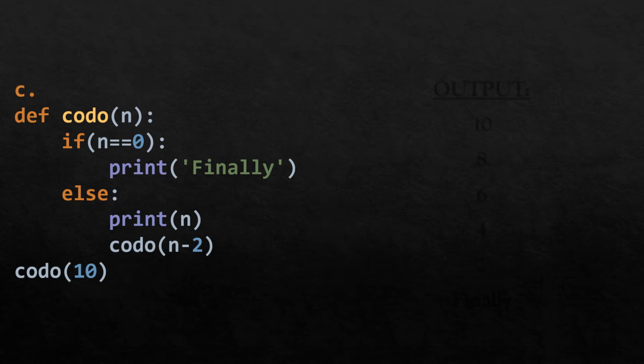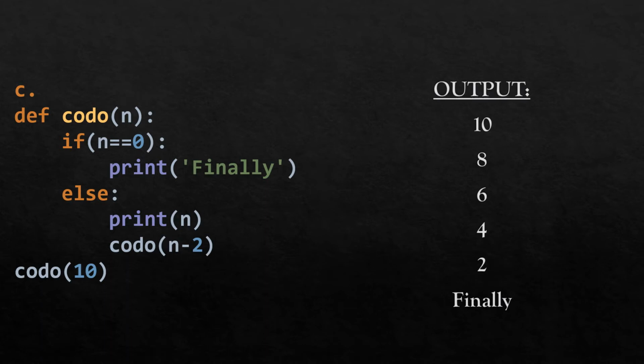Now again we'll consider the same code. Here, the recursive call is like this: codo of n minus 2, and the function is called with a value 10. So what will happen? First, codo will be called with 10, then it's having value 8, then 6, 4, 2, like this. Then when it will reach 0, it will print finally and come out.